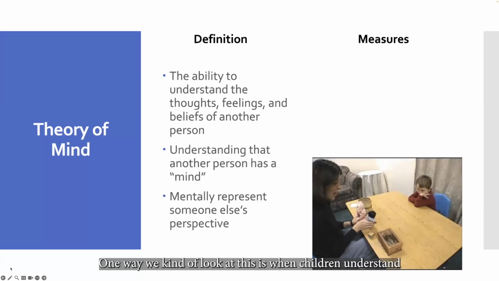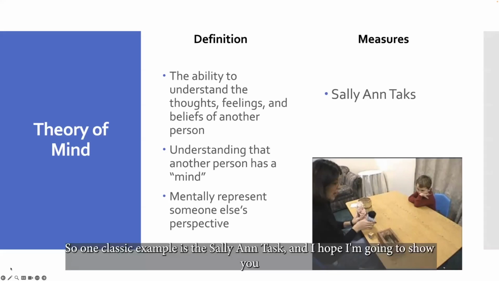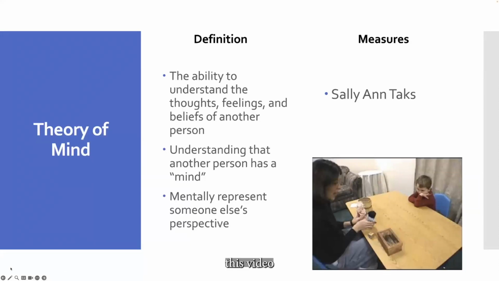One way we look at this is when children understand the concept of false beliefs. False beliefs is something where I know that someone has information that is wrong. This tends to develop around age 4 or 5, although there's some additional research that suggests that much younger children might understand intentional acts, which, if you think about knowing that someone has an intention to do something, requires considering the goal of someone else. And potentially some of our classic theory of mind tasks require other demands that get in the way of us assessing theory of mind, like language. So one classic example is the Sally-Anne task, and I hope I'm going to show you this video.